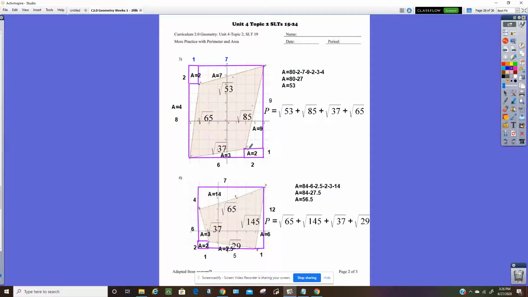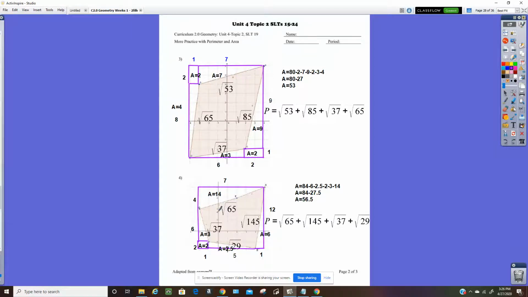This is 2 actually. So 2 squared is 4 plus 9 squared is 81, plus 4 is 85. That's the square root of 85. That's how I found the other sides too. And the perimeter is just adding up those 4 sides.